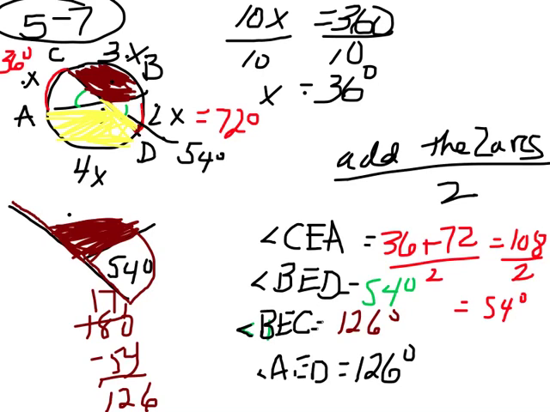But you've got all these relationships, so you don't have to use all those formulas for the arcs. You can actually just use it one time, and that's what I did. I found CEA first, and once I found that, I knew the other one across from it was the same because it's a vertical angle. And then I could use the fact that two of them together make a line to find the other one. And then across from it, it's a vertical angle, and it's the same.